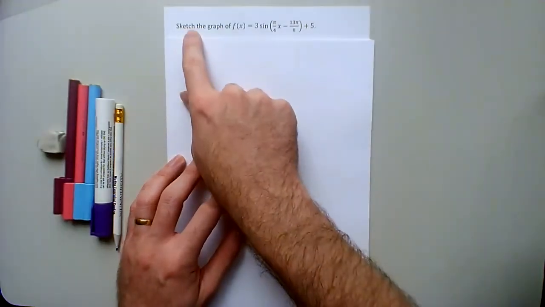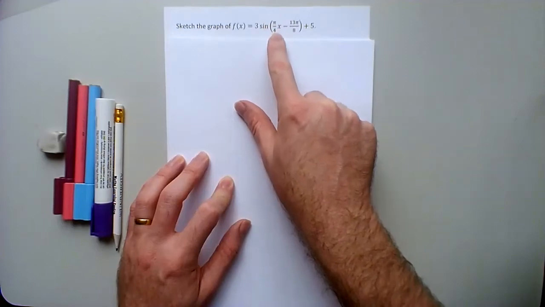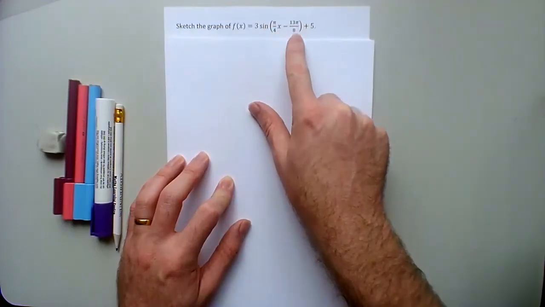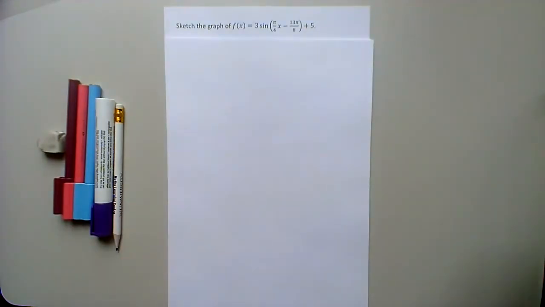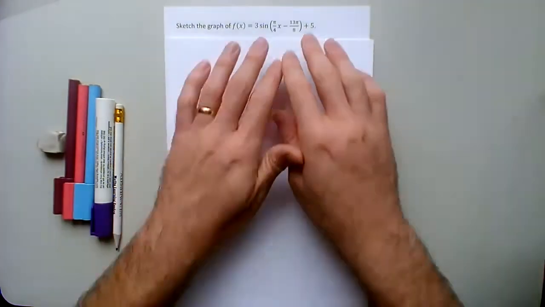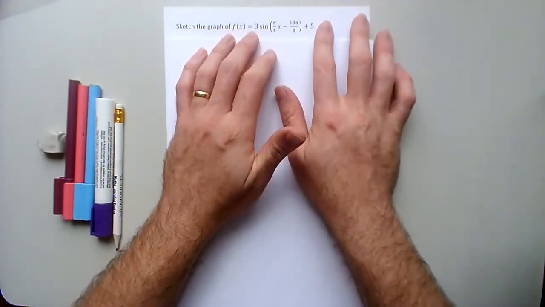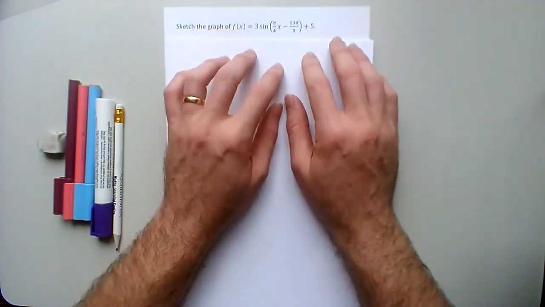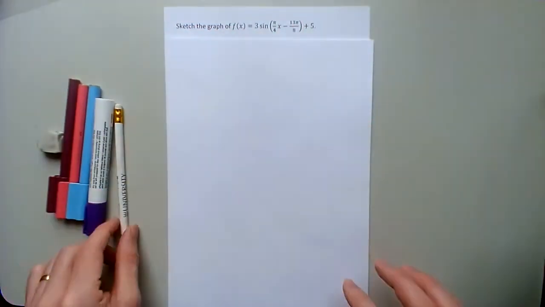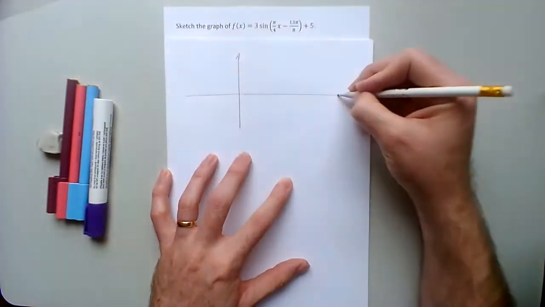My problem says sketch the graph of f of x, which is equal to 3 times sine of pi on 4 times x minus 13 pi on 8, then plus 5. I know what the graph of sine of x looks like, and I know how changing the formula affects the shape of a graph. So I reckon I can do this by starting at sine and then investigating this bit more. So this is what sine of x looks like.